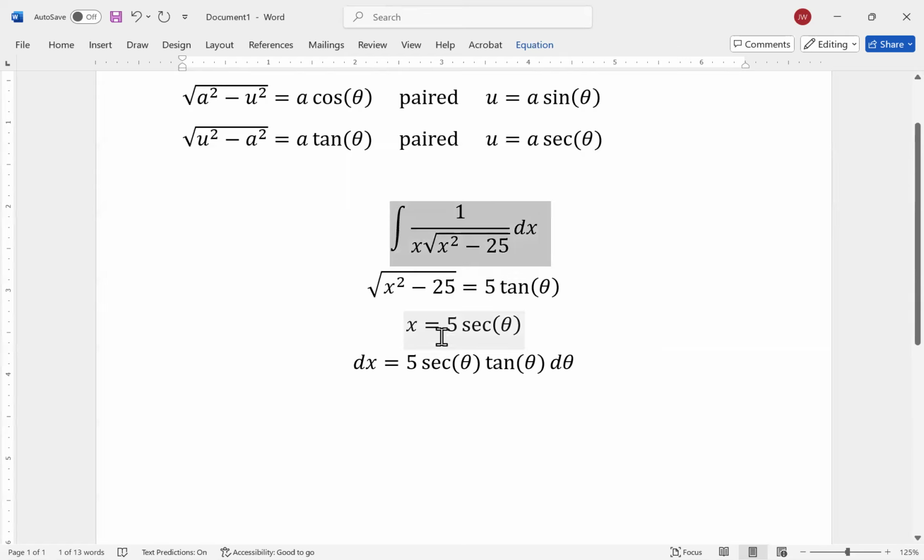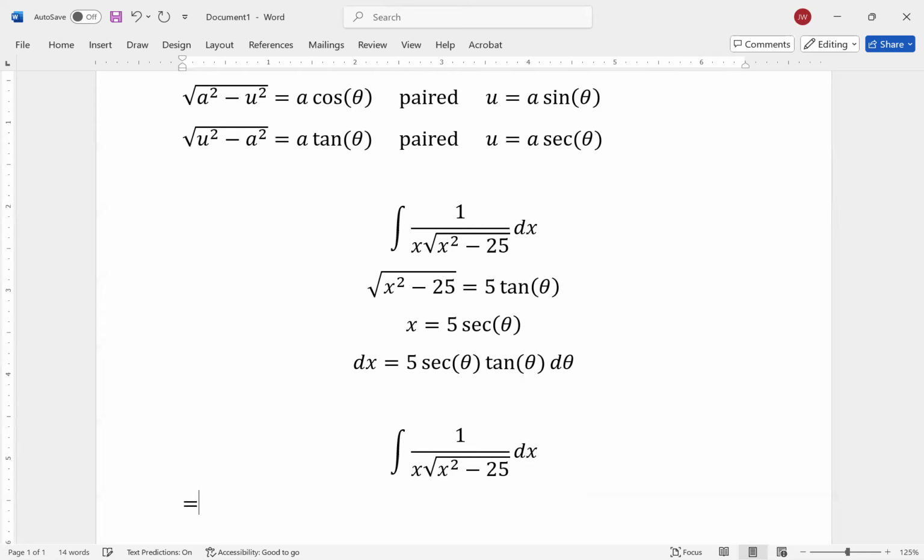My x underneath is going to get replaced with a 5 secant theta. This square root is going to get replaced with 5 times tangent theta. So let me rewrite the integration.